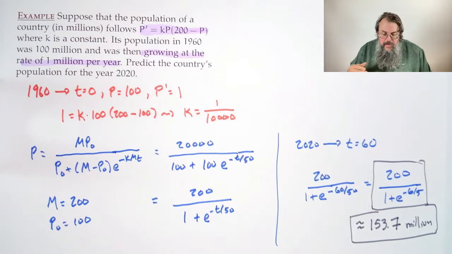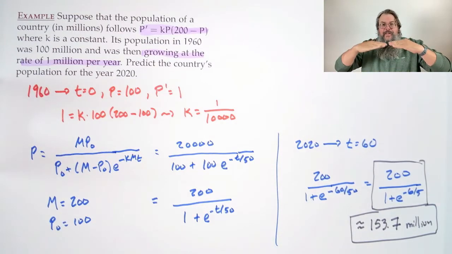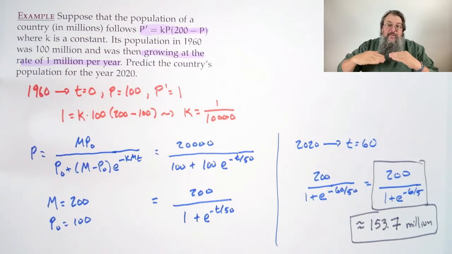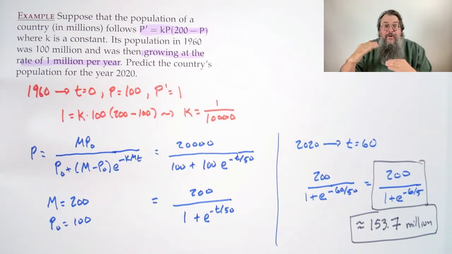And so we see that by 1960, we were going at 1 million people per year, so 60 years would have been 60 million. But that means that what? Well, our rate of growth slowed down. And that happens with time. Now, I said I was going to make a comment here.